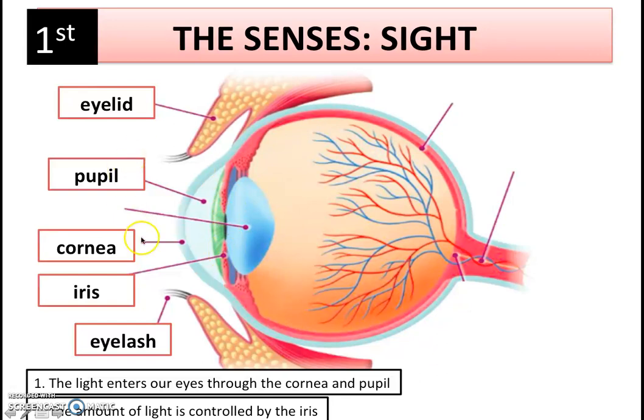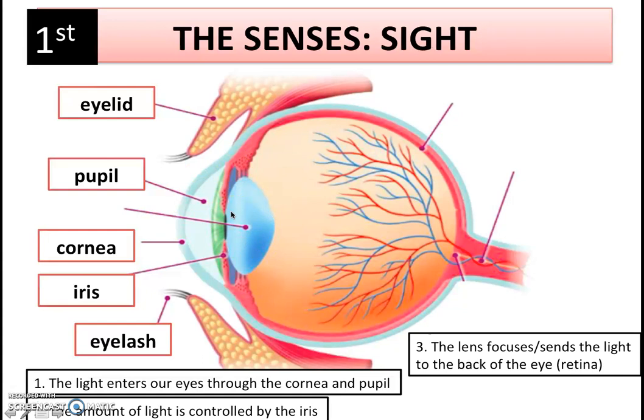Okay? So, when the light enters my eye, in the inner part of the eye, en la parte interna del ojo, we have like a mirror. We have a lens, la lente, okay? The lens is like a mirror that reflects or focuses the light to the back of my eye. Here, the light enters my eye, and then the lens focuses the light to the back, to this part that is called the retina.